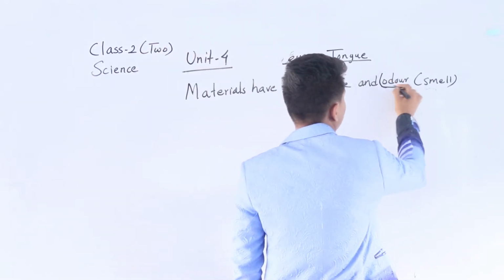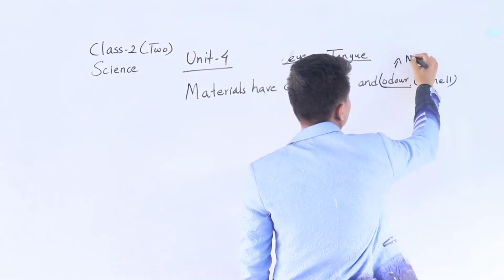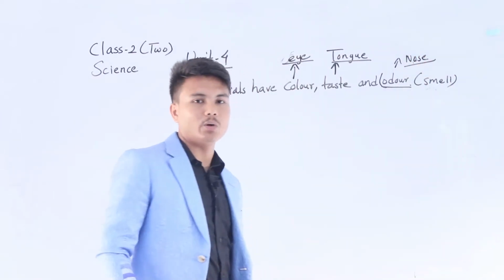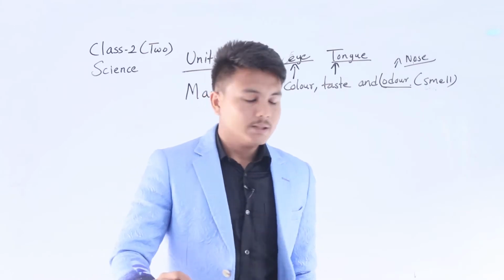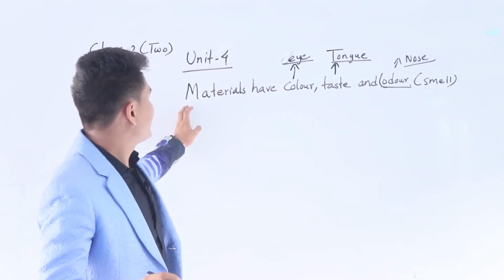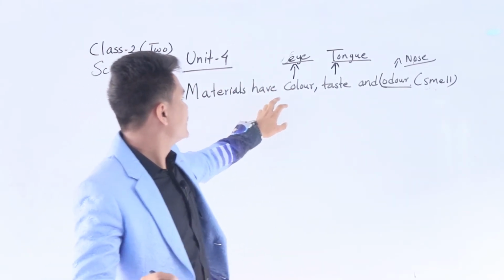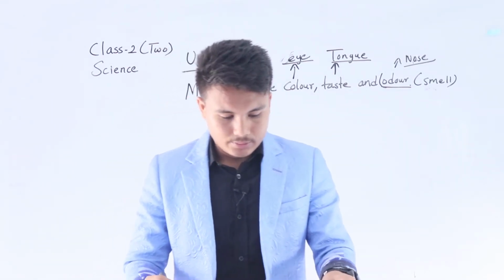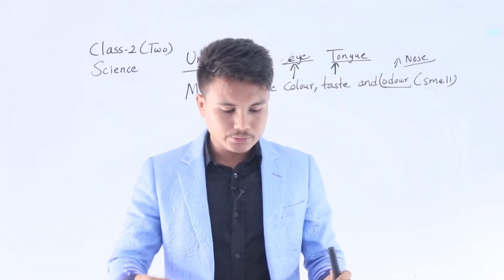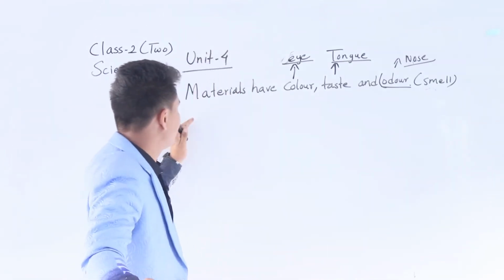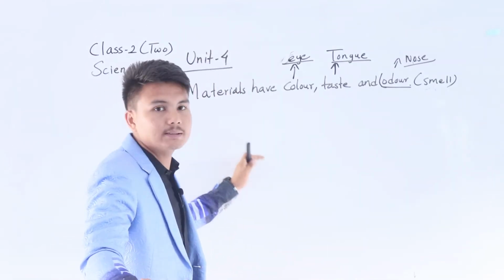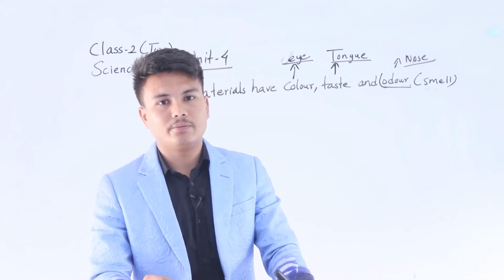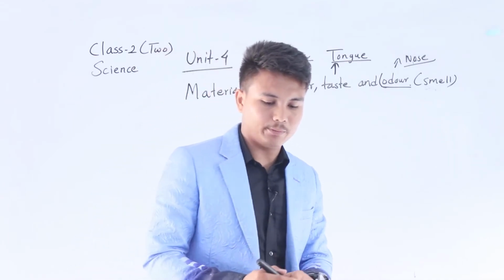Okay, odor means smell. I think you find the smell with the help of the nose. Okay, so we are clear about the materials: color, taste and odor. Okay, now I would like to give you some examples again, and you have to what? Classify yourself. Okay, so let's write the examples.